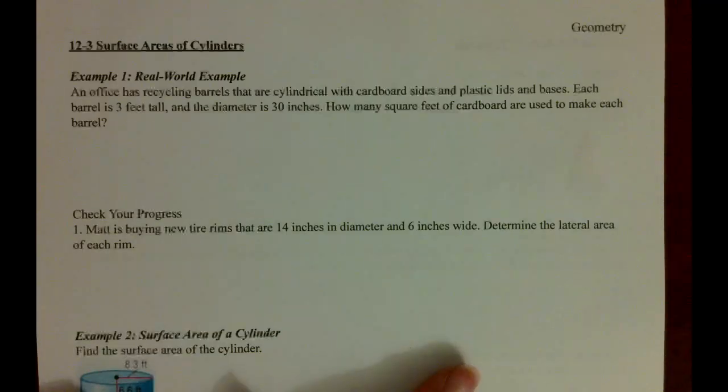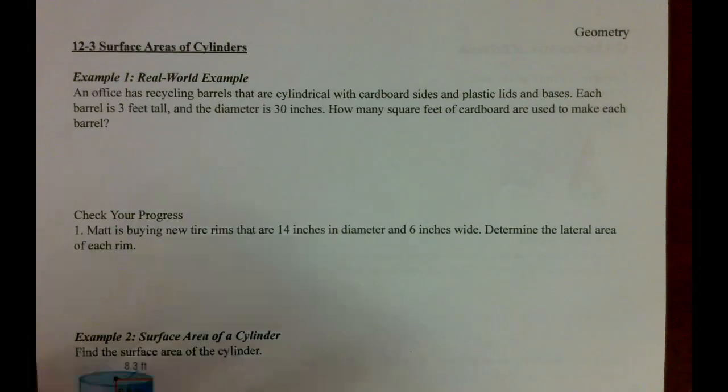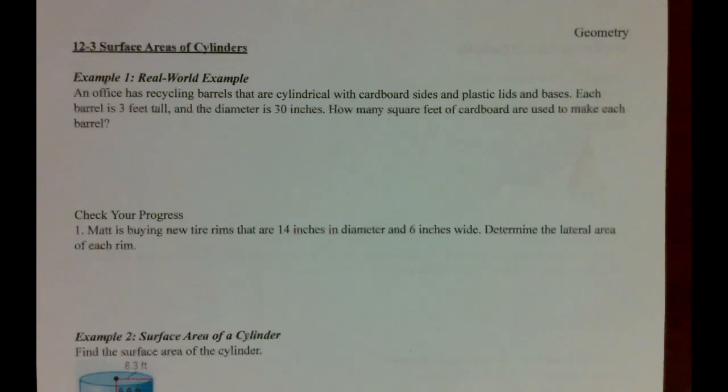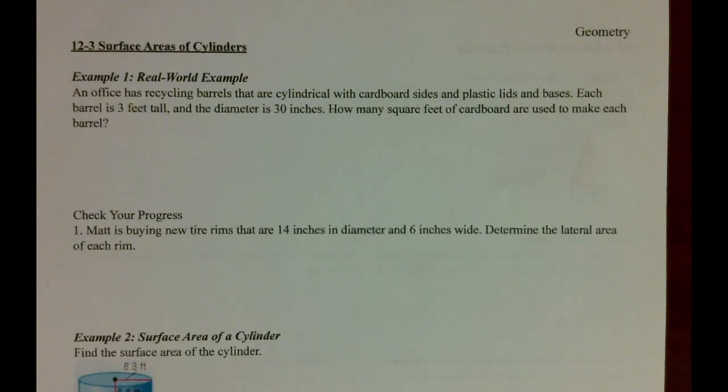Okay, so let's start with our first example. Okay, so an office has recycling barrels that are cylindrical, so in the shape of a cylinder, with cardboard sides, and then plastic lids and bases. So plastic bottom and top, but the other parts are cardboard. Okay. So each barrel is 3 feet tall, and the diameter is 30 inches.